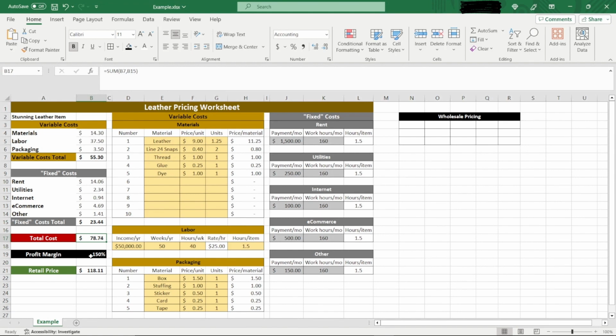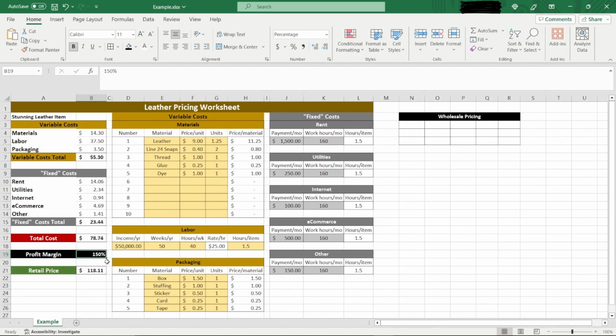And the retail price at 150% profit margin here, a markup of 50%. If that doesn't make sense to you, why it's 150 instead of 50, go back and watch the previous video, like I said. But anyway, retail price, let's just round up to $120. 80 bucks to make, I'm going to retail it for 120. Okay? Your profit margin determines the maximum discount you can offer for your wholesale pricing.